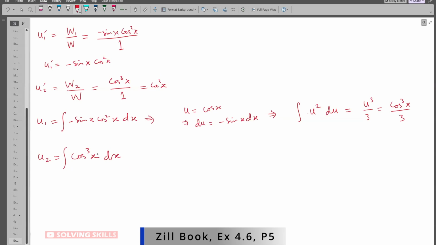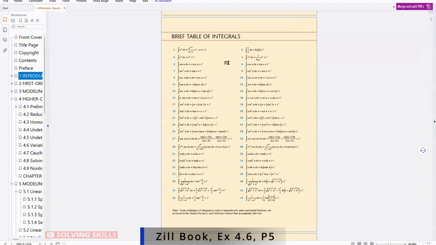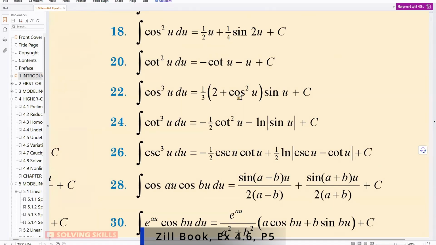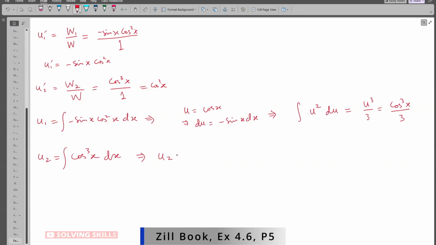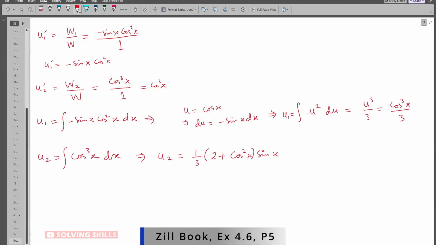And for cos cube x dx, we can go to the book and look at the integration table for a higher order, like cos cube u. On 22, it gives us the integral for cos cube. So I'm going to just borrow that. So u2 is 1 over 3, 2 plus cos square x, times sine of x. And I'm going to skip the constant part because it is being handled separately by the method.